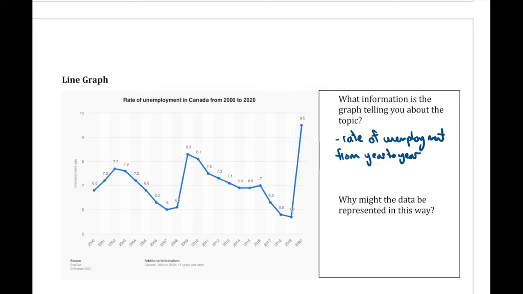So why might the data be represented this way? Again, your answers may vary, but because we talked about line graphs, we're seeing a change over time. And in some cases, they're relatively small changes overall. So that's why it might be better to use a line graph. And again, we talked about how anytime we're showing a change over time, we probably want to use a line graph in general.